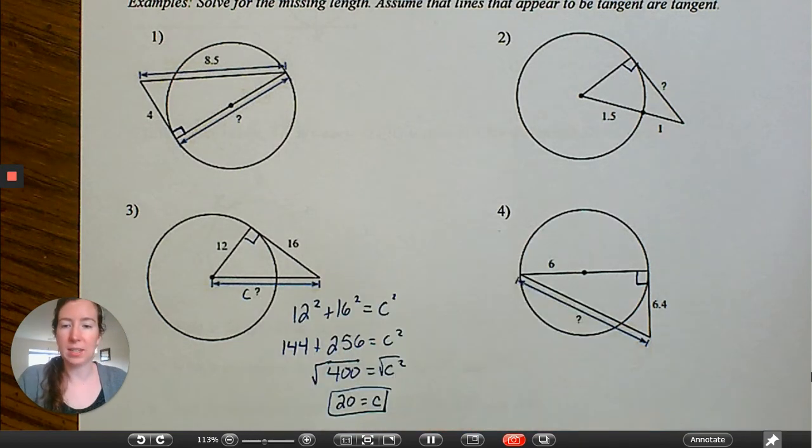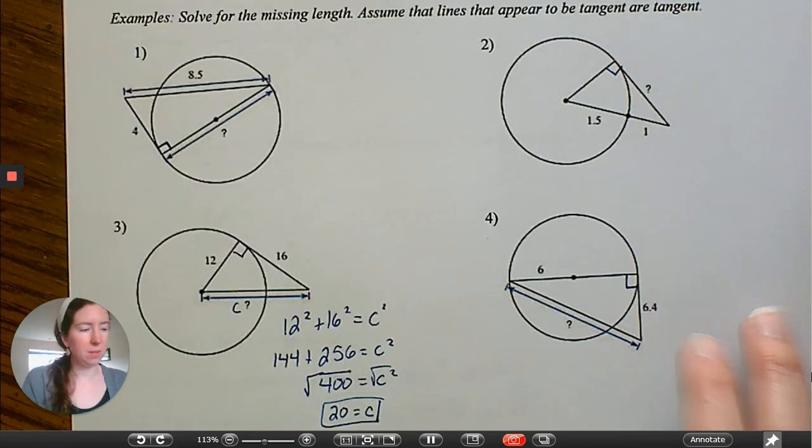So that's your missing part. Not too bad. Now, what if it's one of the legs? So let's look at number 2. Number 2 is a little trickier.